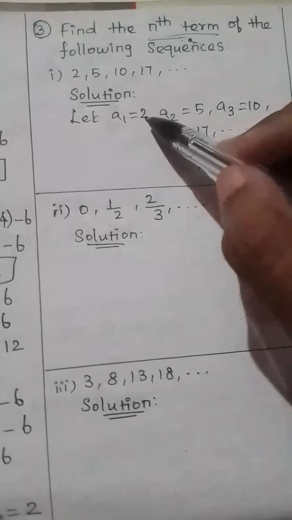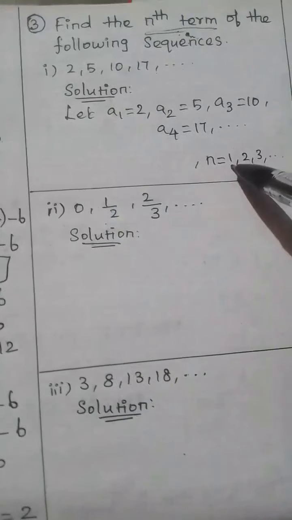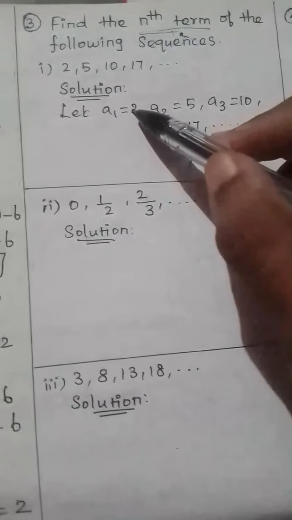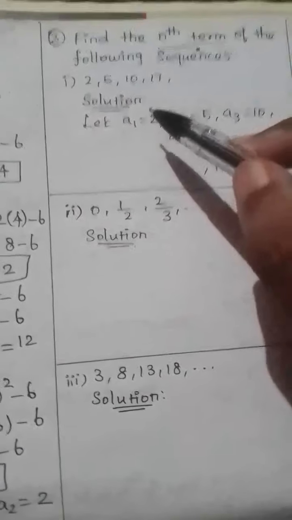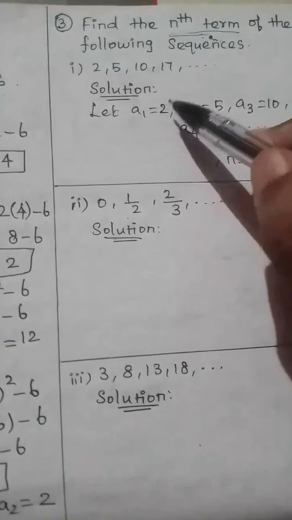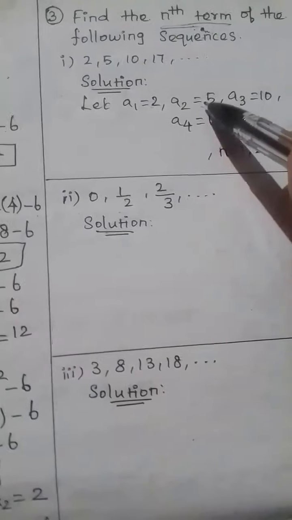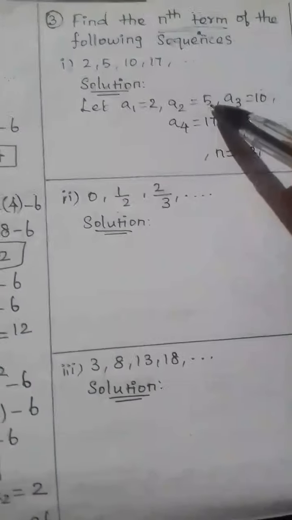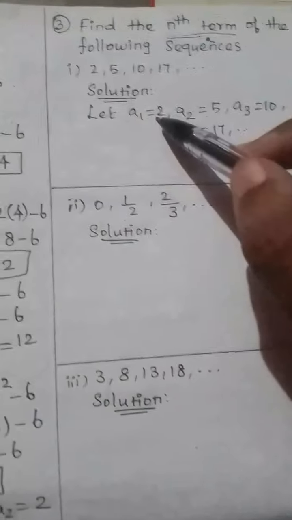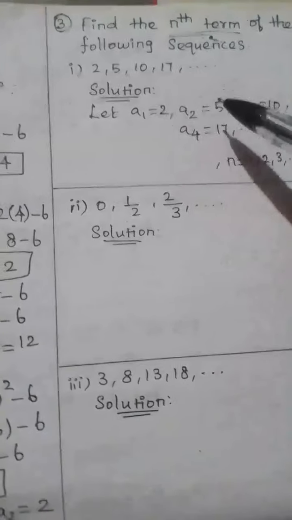So the first term is 2. 2 means the first value, 1, so n plus 1 is 2. We need to check whether n plus 1 is suitable for the second term. The second term means n equal to 2, then 2 plus 1 is 3. It is not the suitable one. So therefore we need to check other values.